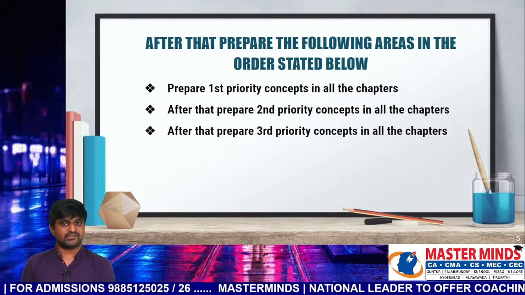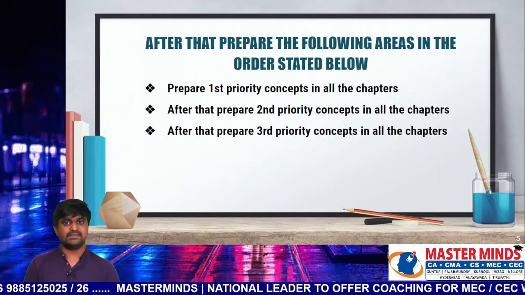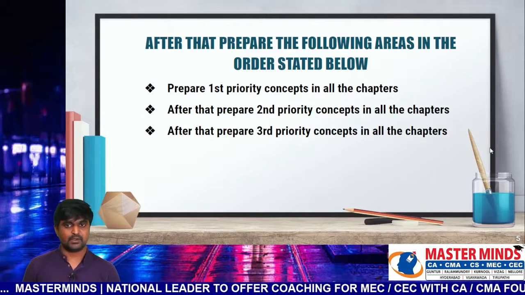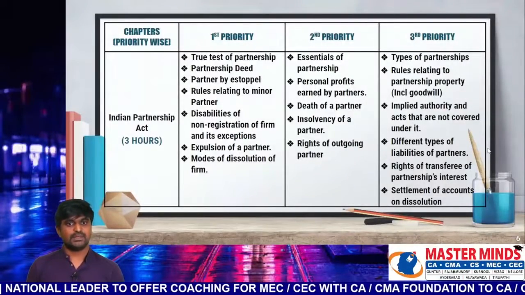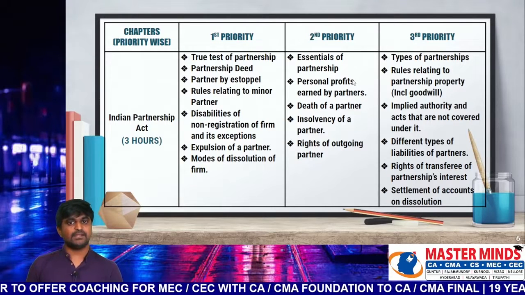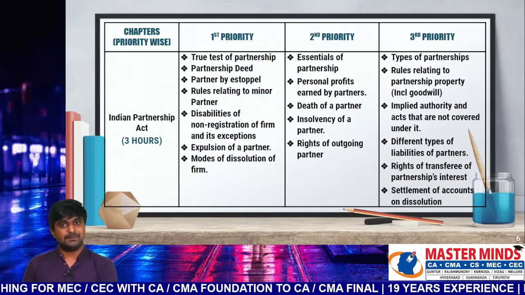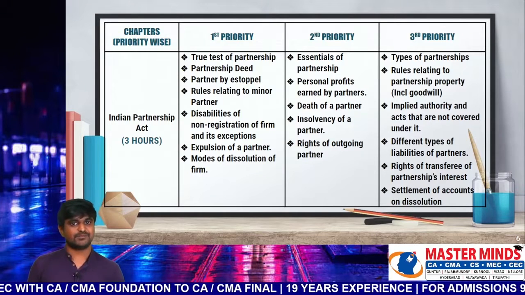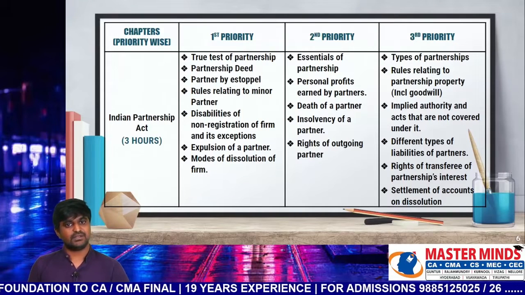Now we are going to discuss which concepts are in the first priority category, which concepts are in second priority, and which concepts are in third priority. Okay, let's see. First priority must be given to Indian Partnership Act. In Indian Partnership Act, you need to complete all first priority concepts. After that, go to the next chapter and complete all first priority concepts. After that, next chapter, all first priority concepts. So you need to complete all concepts in all chapters.